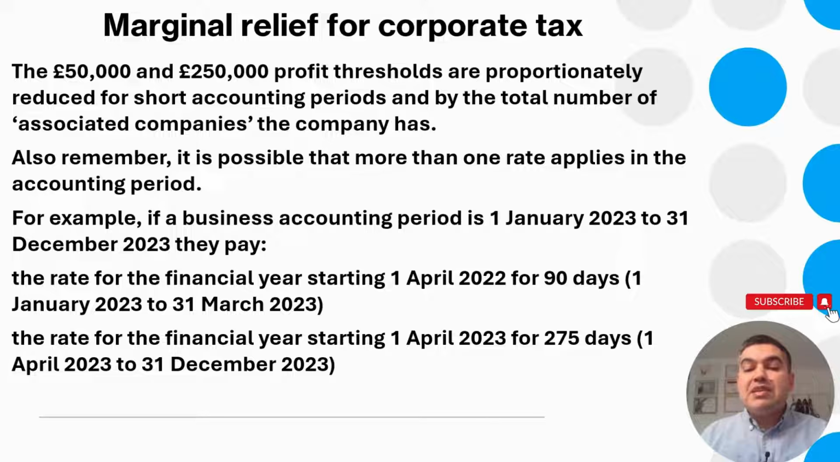For example, if a business accounting period is from 1st of January 2023 and ending on 31st December 2023. Remember, till 31st March, the rate was 19%. So any profit falling between 1st of January and 31st of March will be subject to 19%, no matter how big the profit is, because the rate of corporation tax was only 19%. And the rate for the financial year starting from 1st of April till 31st December, for the remaining 9 months or 275 days, was a different rate, depending on the level of augmented profit. I will show you on the following slide with illustration.